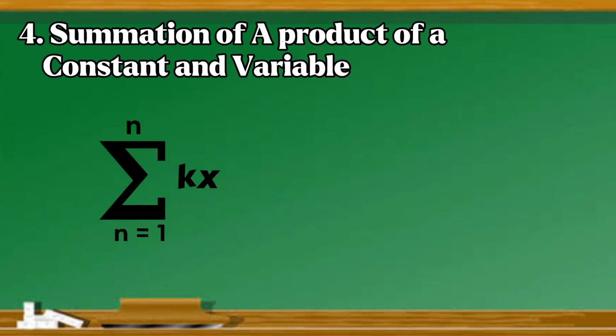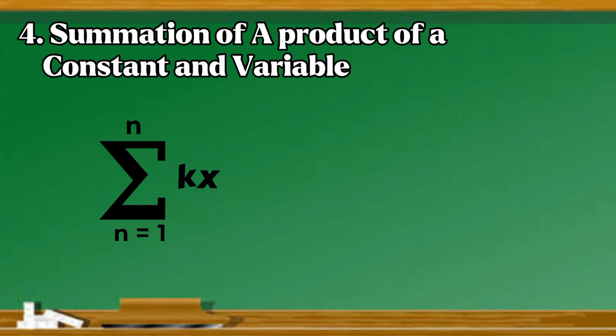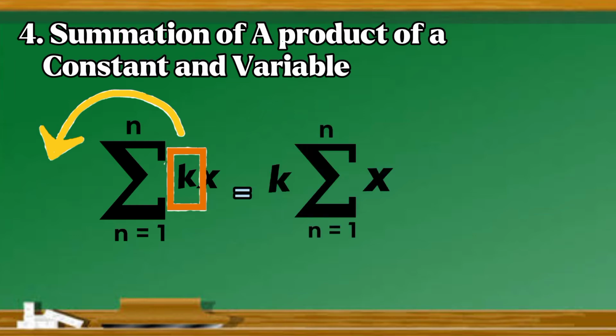Now proceed tayo sa next property of sum. For our number 4, we have summation of the product of a constant and a variable. Take note here class, product of a constant and a variable. Now, in our summation notation, meron tayong function na kx, where k is the given constant and itong x is our variable. In this case, ang gagawin lang natin class is ilalabas natin yung ating constant, or in other words, ililipat natin yung constant sa left side ng ating sigma. So, it will become a constant k times the summation of x from 1 to n.